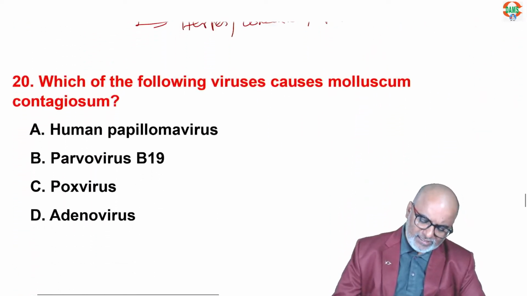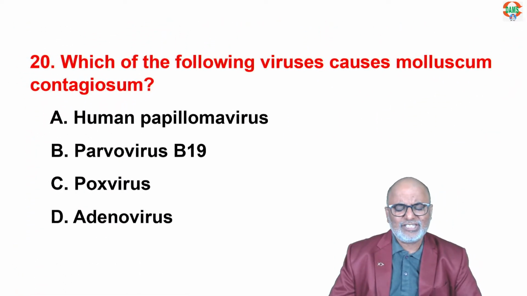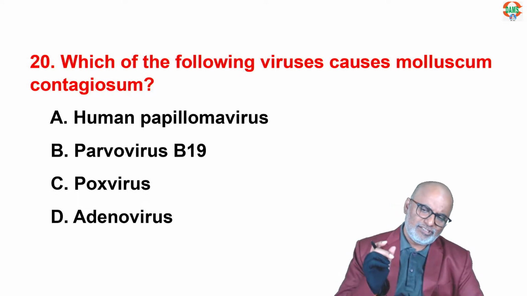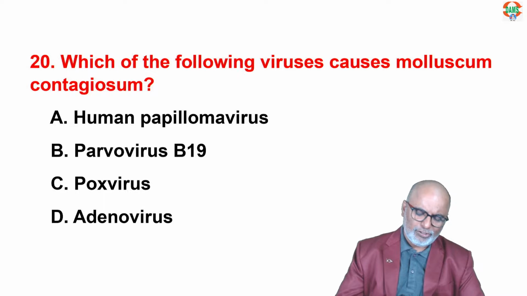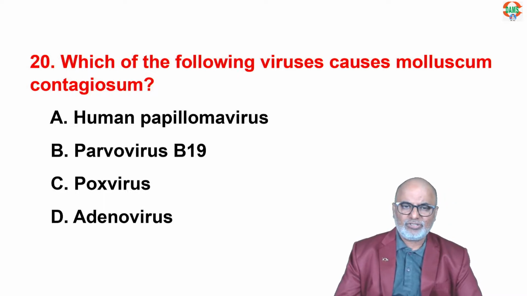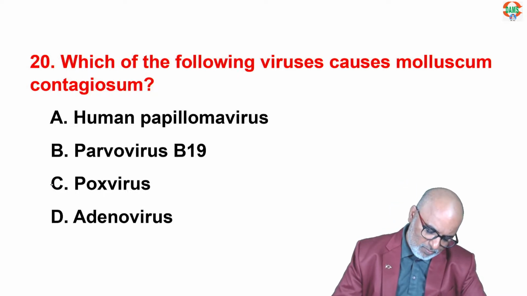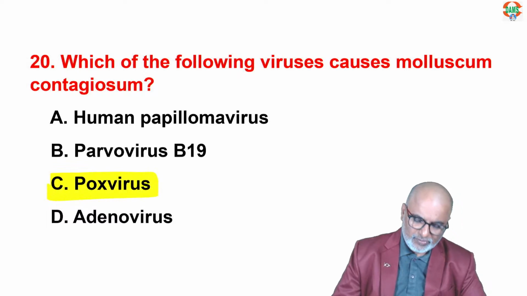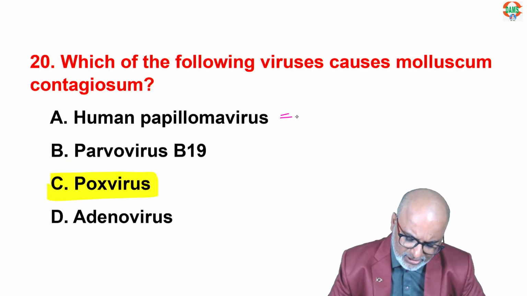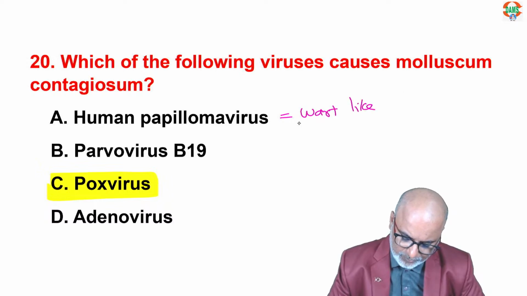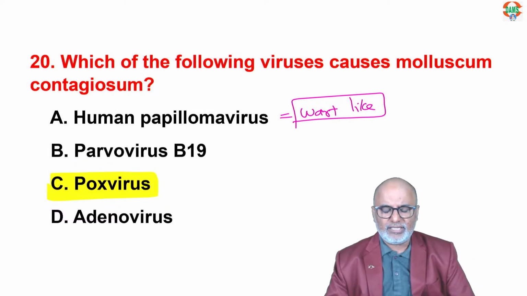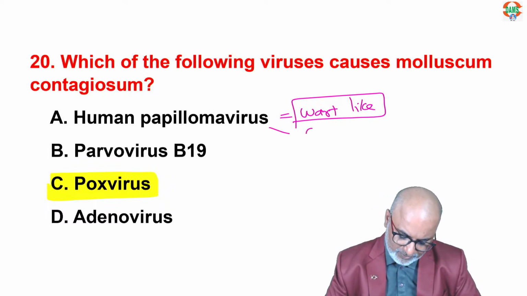Which of the following viruses causes molluscum contagiosum? Molluscum is a disease with a central umbilication with a pearly white material. It is caused by pox virus. Papilloma virus causes wart-like lesions, plantar wart, other wart-like lesions, and it causes cervical cancer.